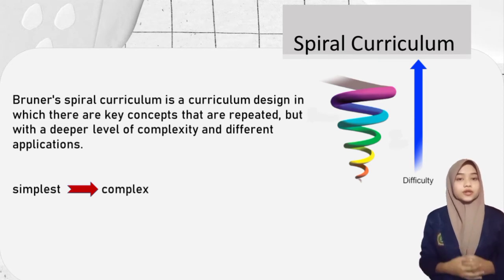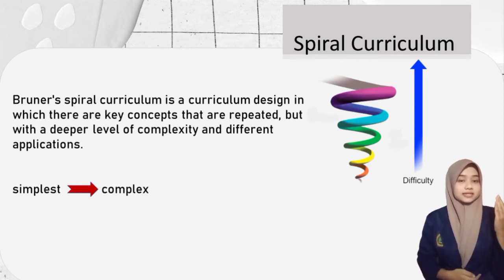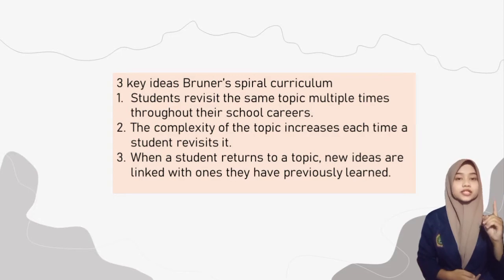This spiral curriculum is based on three key ideas. 1. Students revisit the same topic multiple times throughout their school career. 2. The complexity of the topic increases each time a student revisits it. And 3. When a student returns to a topic, new ideas are linked with ones they have previously learned.